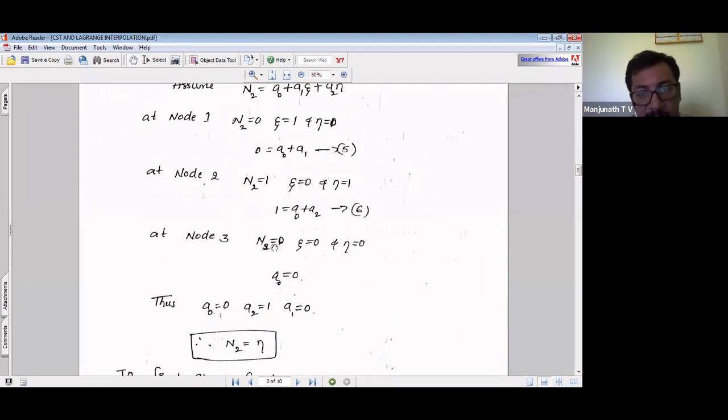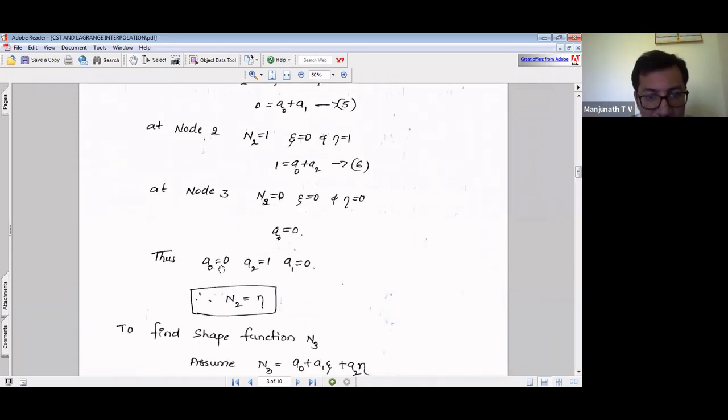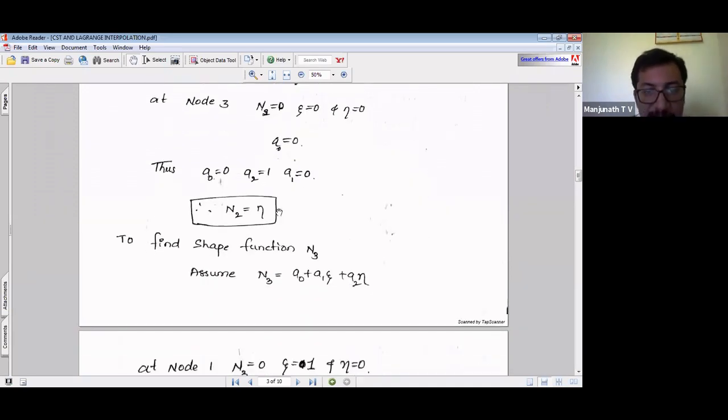Similarly, at node number 3, the N2 value is 0, so the zeta and neta values will be 0. Again you are going to get the a naught value as 0. Just substitute the a naught value here, and you are going to get a2 as 1. Again substituting a naught as 0 here, the a1 value you are going to get is 0. After getting the a naught, a1, a2 values, just substitute all these values in this equation. You are going to get N2 equal to neta, which means at node number 2, the shape variation takes place only in the direction of neta.